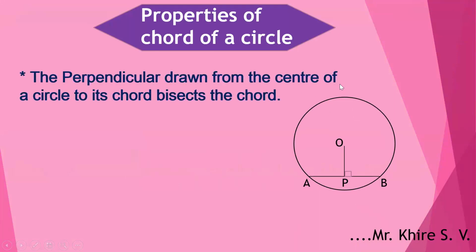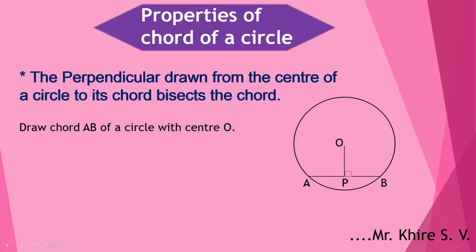The perpendicular drawn from the center of a circle to its chord bisects the chord. This is the theorem. If a perpendicular is drawn from the center of the circle, meaning segment OP is perpendicular to AB, OP is drawn from the center to the chord, then it will bisect the chord, meaning OP divides segment AB into equal parts. This is the theorem.